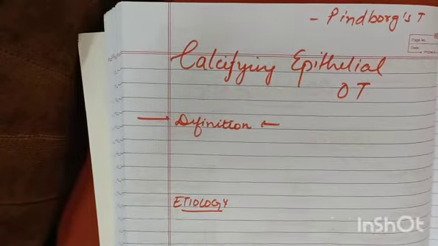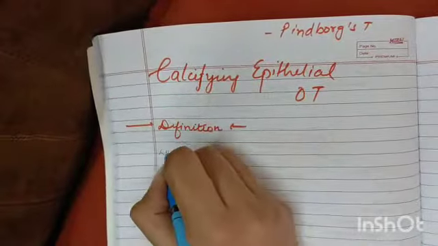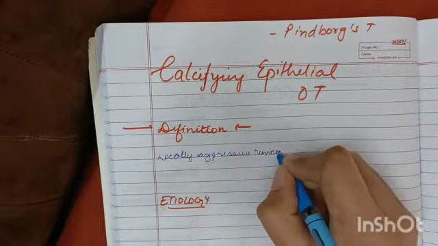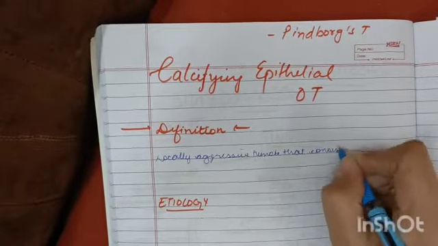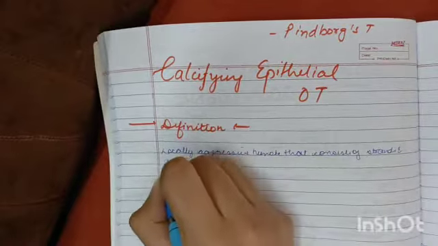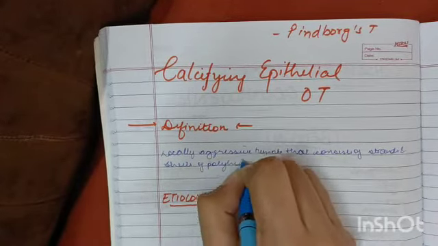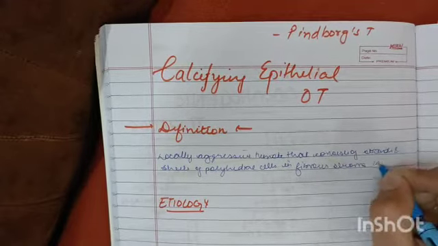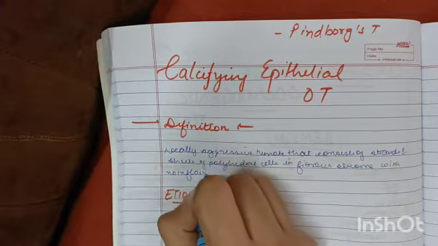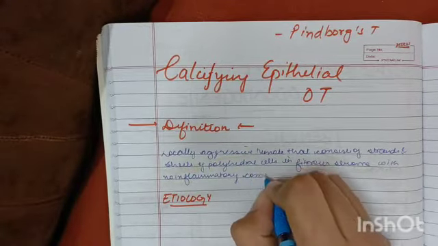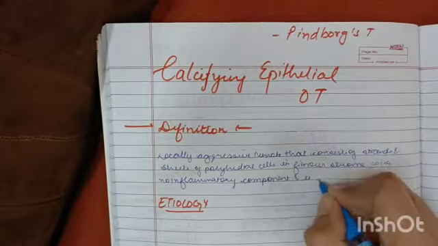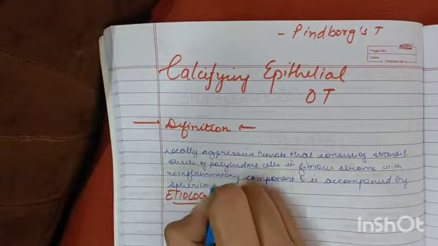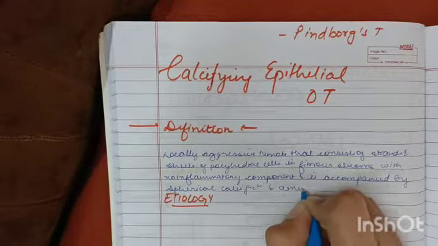In this video, we'll discuss calcifying epithelial odontogenic tumor. So the definition is: it is a locally aggressive tumor that consists of strands and sheets of polyhedral cells in fibrous stroma with no inflammatory component, and is accompanied by spherical calcifications and amyloid-like materials.